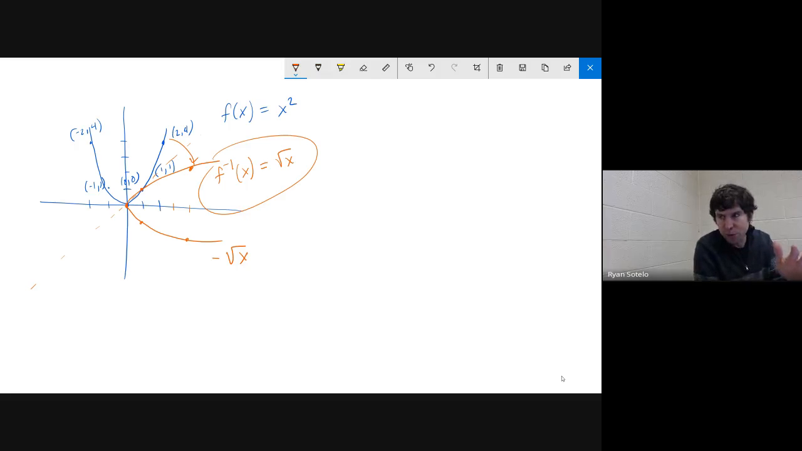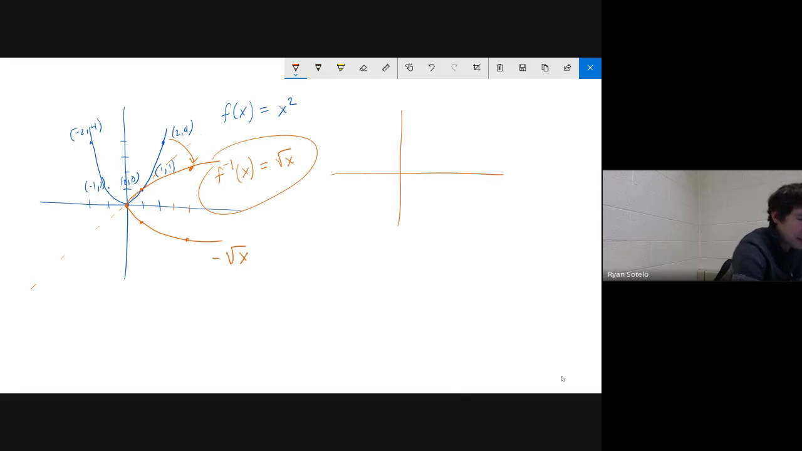If I have two parts, then it's not a function. But these two bits together will make a parabola. So you could have a line. Here's a line, and let's say it goes down like this. So it has a slope of -3.